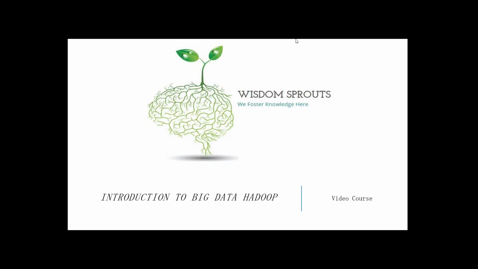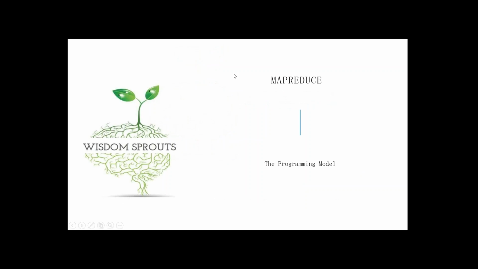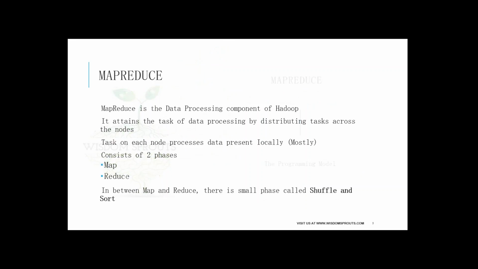Now let's try to understand what exactly happens in each of these phases of MapReduce. So let's have a look at MapReduce, the programming model. MapReduce is the data processing component of Hadoop, which attains the task of data processing by distributing tasks across the nodes. Tasks on each node process data locally, and it consists of two phases, map and reduce.